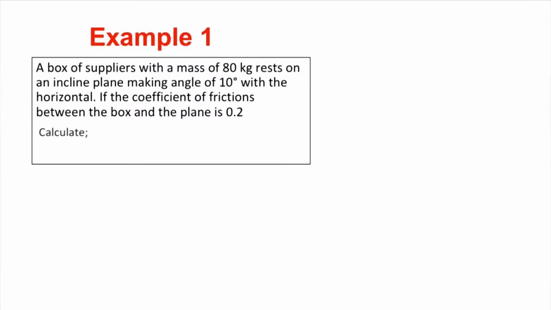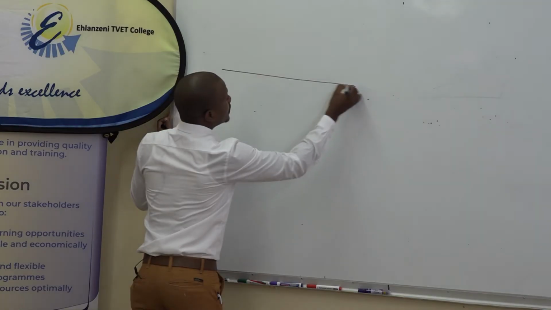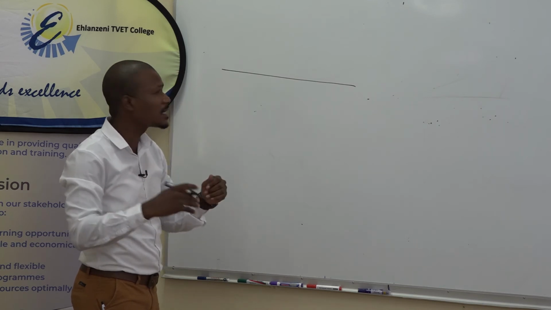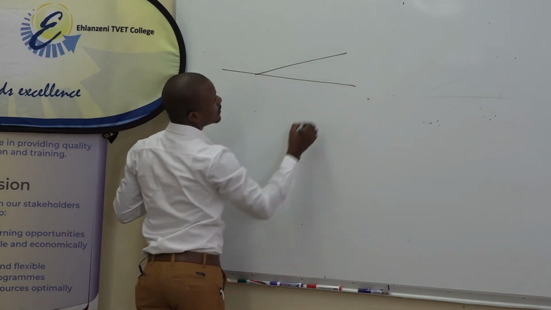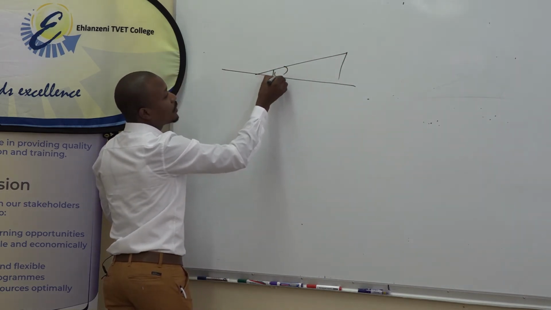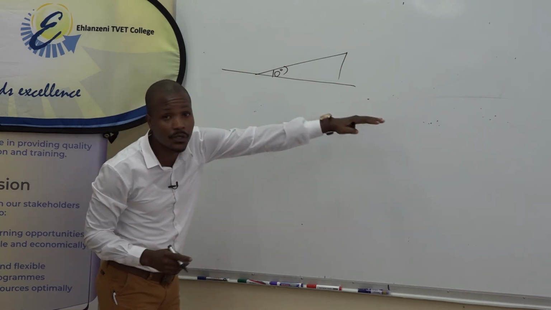The question says, a box of supplies with a mass of 80 kg rests on an inclined plane making an angle of 10 degrees with the horizontal. If the coefficient of friction between the box and the plane is 0.2, we have our data there. The moment they mention an angle of 10 degrees, or any angle, just construct your inclined plane. It makes things simple. It makes an angle of 10 degrees with the horizontal.